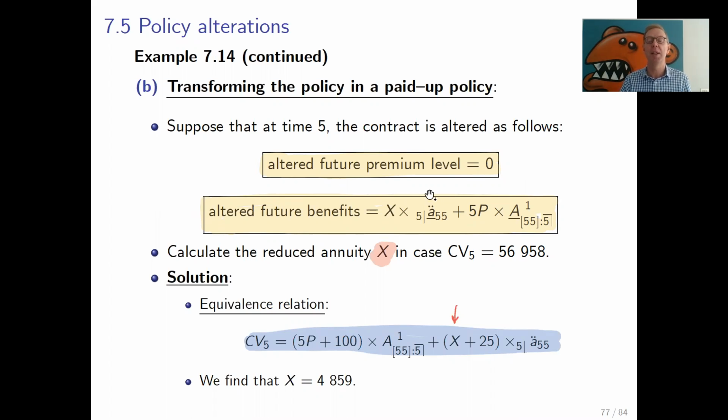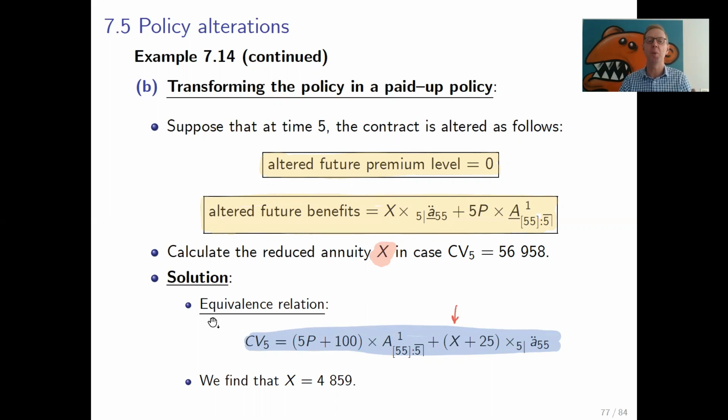He also wants, the insured still wants this pension to start at age 60. So that's a deferred annuity on a person of age 55 with a deferral period of 5 years. But of course, because there are no premiums paid anymore, the same amount of 10,000 cannot be paid anymore yearly. So the amount that will be paid is X. And we want to determine this reduced annuity X in case the cash surrender value is given by 56,958.